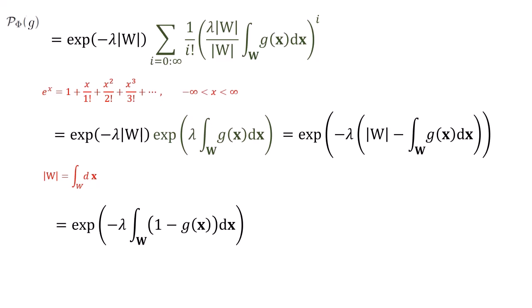Now as we take W to infinity, to cover the complete R^d space, this will converge to the PGFL of f. The PGFL of f would be equal to exponential minus lambda integration over complete R^d space 1 minus f(x) dx.